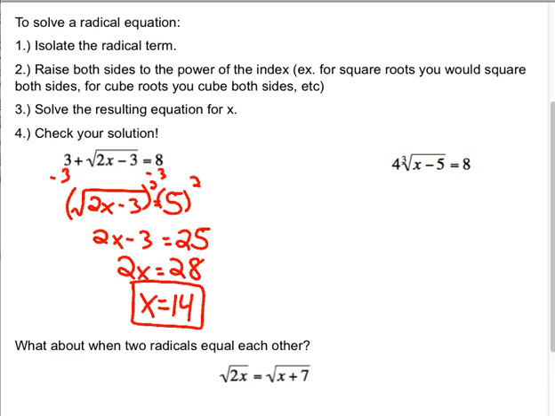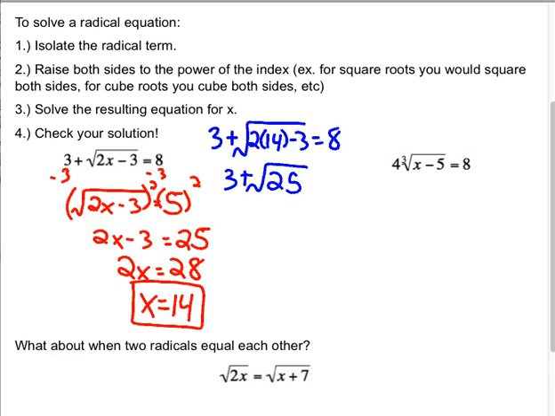So I'm going to toss that 14 in, and I'm going to check that it actually solves this equation. So 3 plus 2 times 14 is 28, minus 3 is going to be 25. The square root of 25 is 5, and my equation does check out. So that 14, I'm now convinced, is my answer. When I plugged it in, it worked out perfectly.